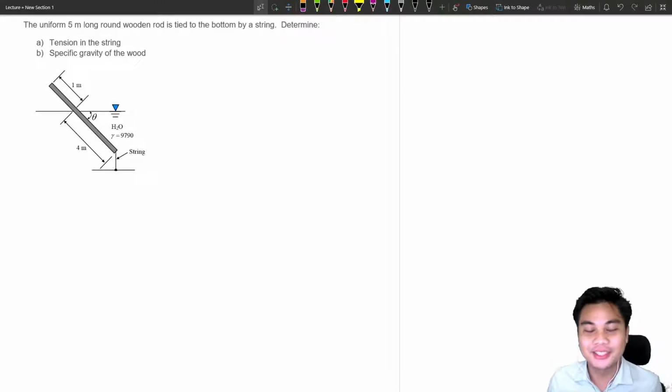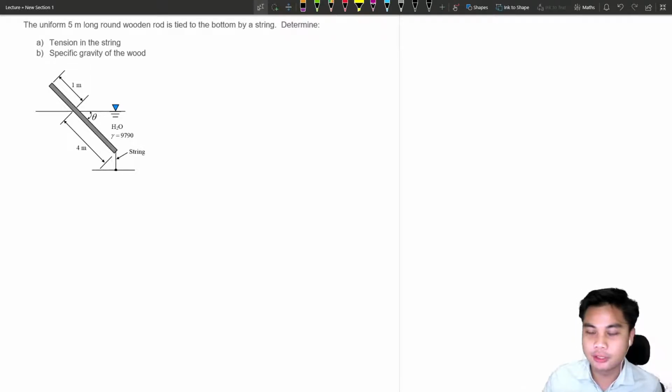Hi, welcome back. Today we have a question: the uniform 5-meter long round wooden rod is tied to the bottom by the string, as you can see in the figure there. Determine the tension in the string and, secondly, the specific gravity of the wood.